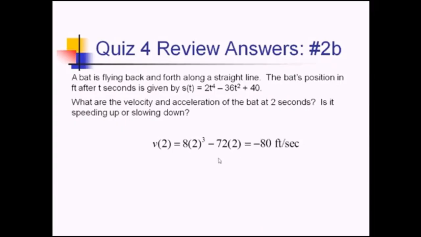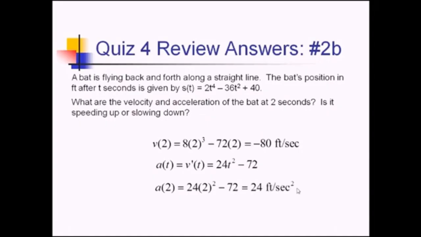Next, let's find the acceleration. Acceleration is the derivative of velocity. So that's going to be 24t squared minus 72 in general. And then if I plug 2 into that, that's 24 times 2 squared minus 72. So 4 times 24, that's 96. Subtract 72, and that's going to come out to 24. That's going to be feet per second squared.